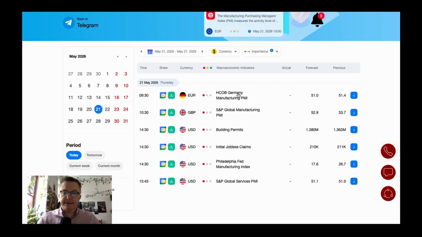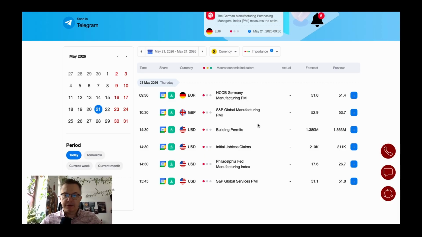So the first one is German manufacturing PMI data. They are scheduled for 9:30, and the market participants expect deterioration to 51 points. Manufacturing PMI data from the UK are scheduled for one hour later, 10:30. Deterioration is being expected here as well.